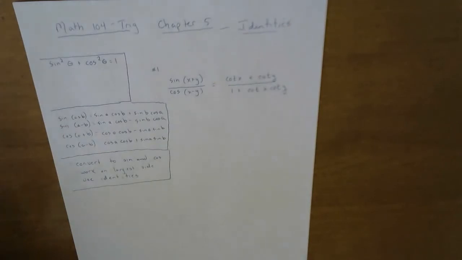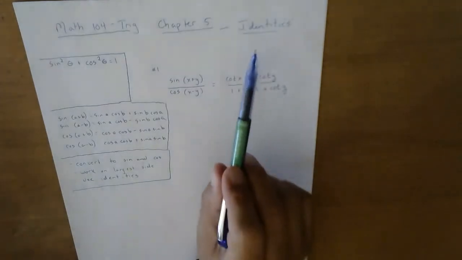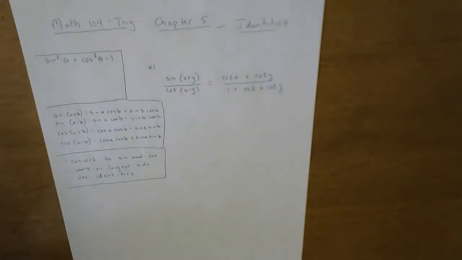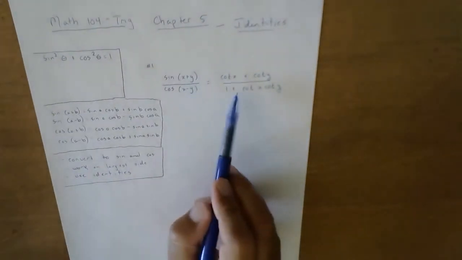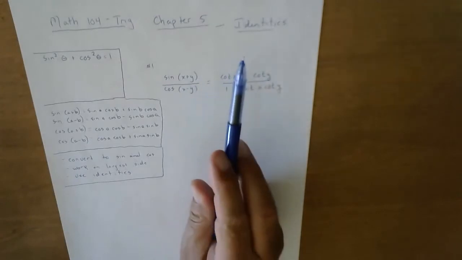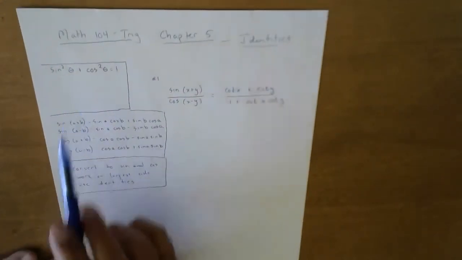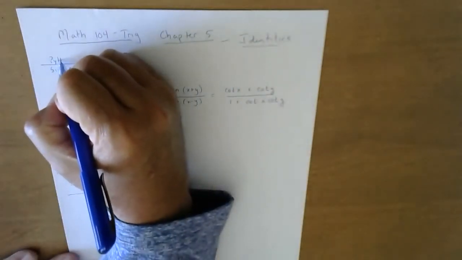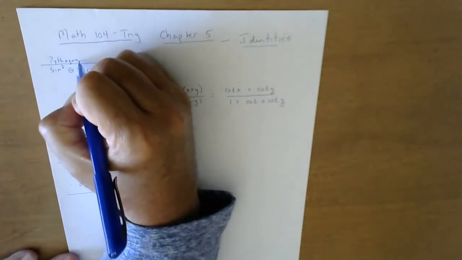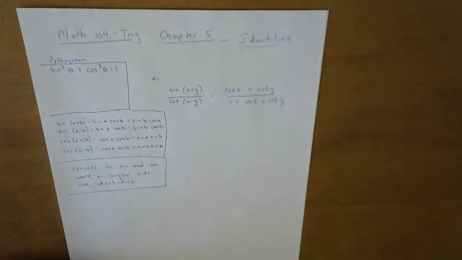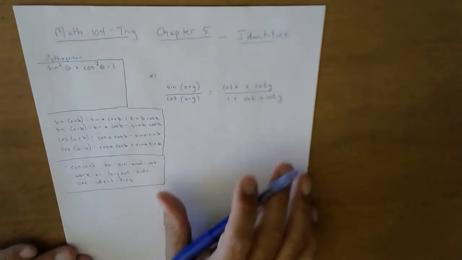Taking a look at some stuff in chapter 5, maybe some hints that'll help some people out. This chapter dealt with identities, and one of the big things with identities was to be able to prove another identity exists by using old identities. One of the ones I want to point out is the Pythagorean identity. I'm pretty sure all of you are familiar with this: sine squared plus cosine squared equals 1. But there's two more that go along with it, and I'm going to quickly derive them to help you out.